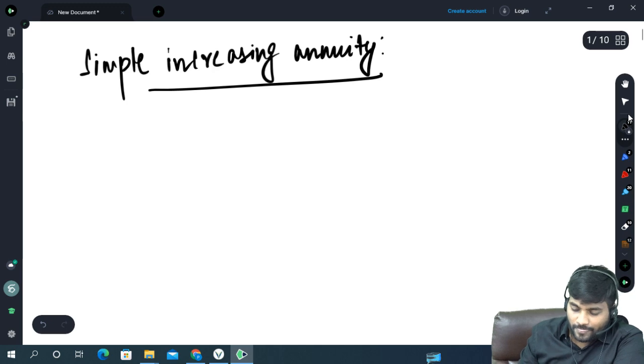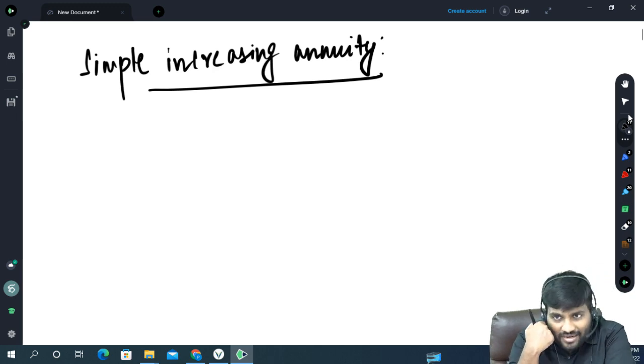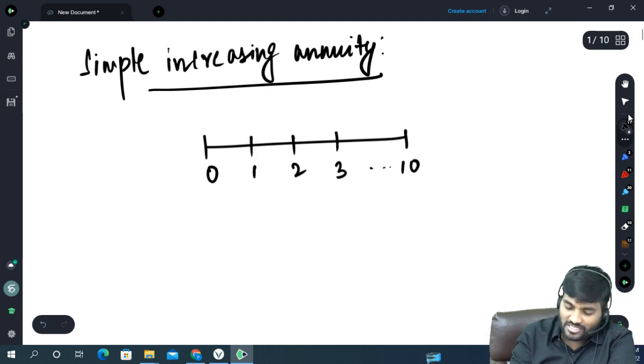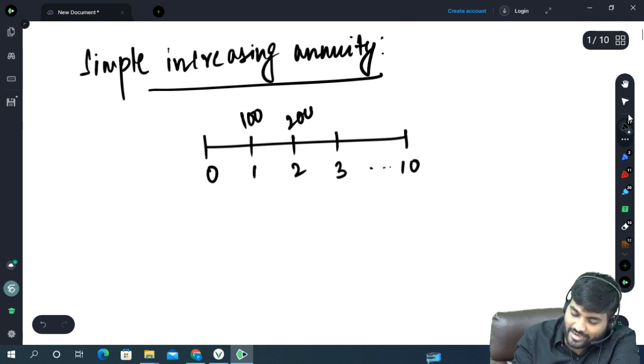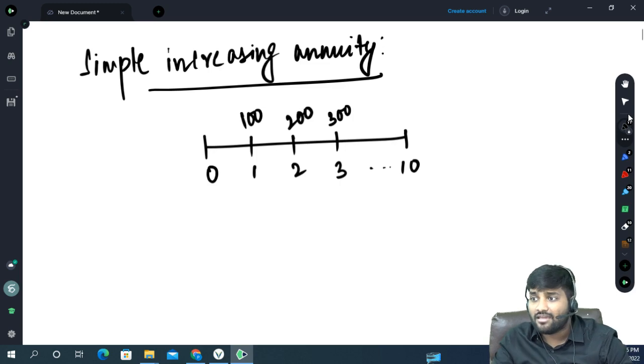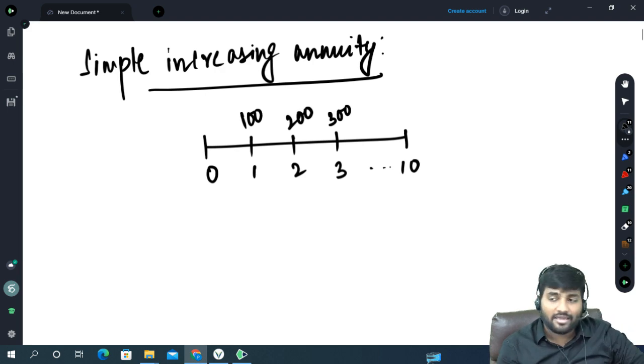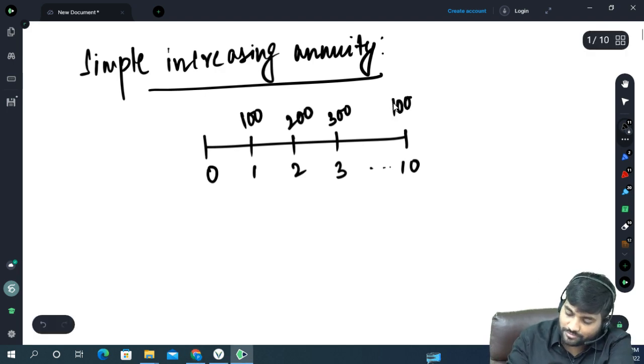So, simple increase annuity. The structure is like this: 0, 1, 2, 3, dot, dot, up to 10. The first payment will be 100. The second payment 200, the third payment 300, and the 10th payment will be 1000.